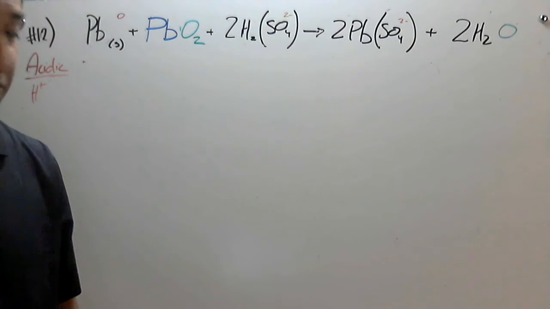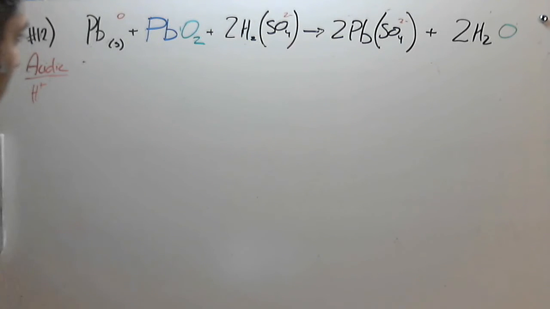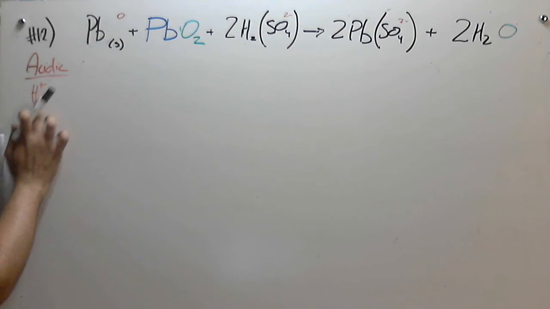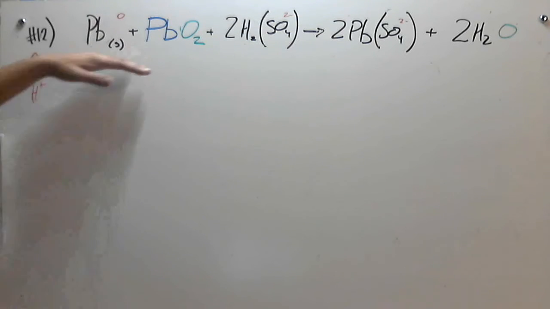12. It's going to be a tough one. Let's do it together. So they gave us this equation. Let's see what they told us. The redox reaction below describes a chemical process in the lead storage battery. It's a car battery. We're going to say it's acidic. If it's acidic, we're going to use hydrogens, H pluses. Let's look at the equation they gave us.